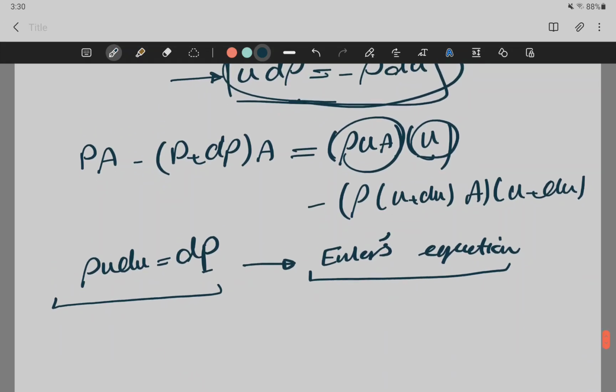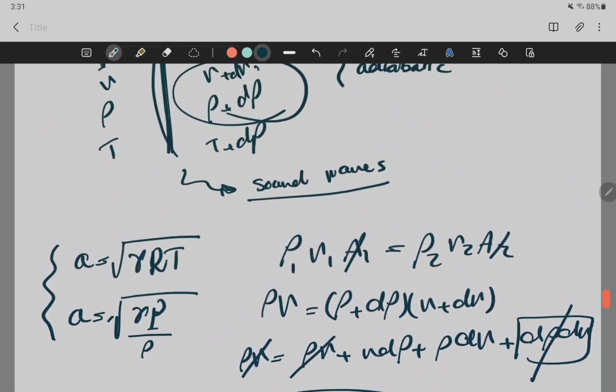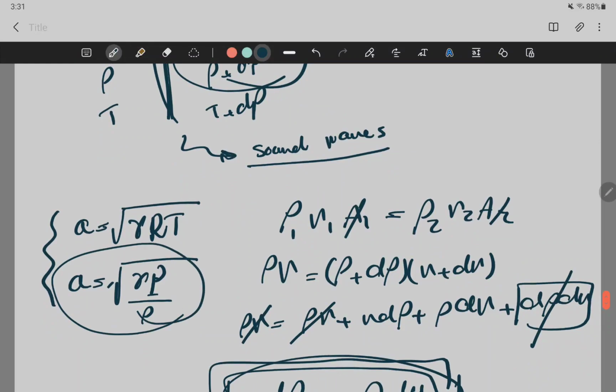I thought Euler's equation was only useful with inviscid flow. Yes, but this is not Bernoulli's, this is Euler's equation. Based on this, you can derive Bernoulli's, right? So using these two equations, we can play with this a little bit, and you eventually get to these two equations for the speed of sound.